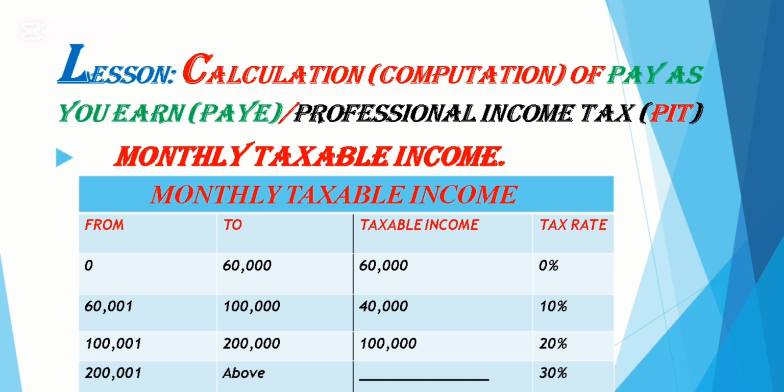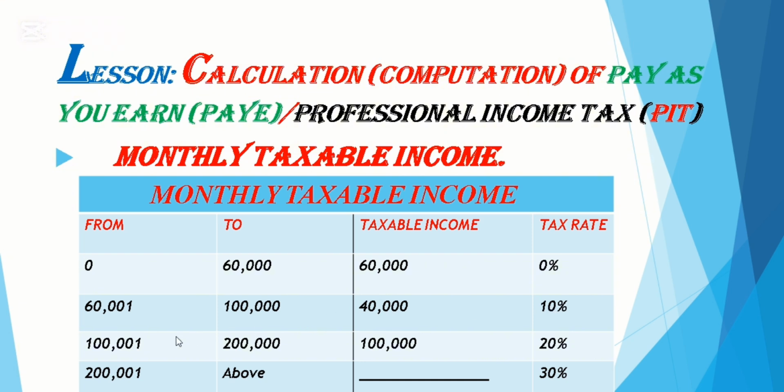So next, this table states also that someone who earns an income, a salary that is between 60,000 excluded and 100,000, you can see that is to say taxable income is 40,000 and will be supposed to pay professional income tax at 10%. You can see.